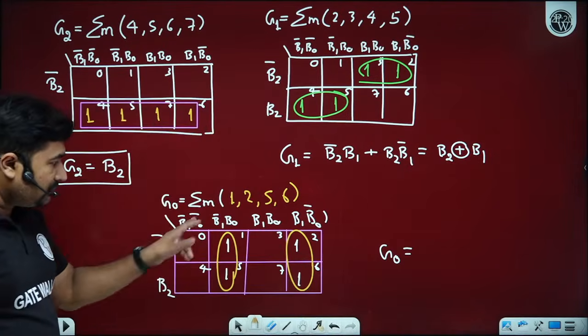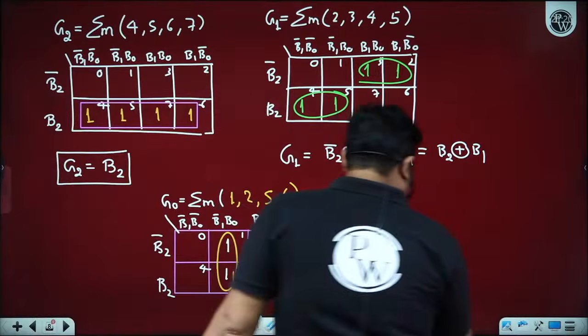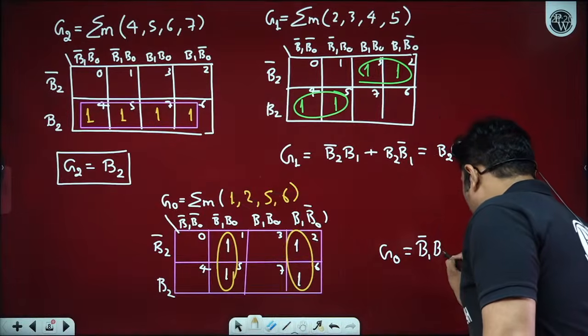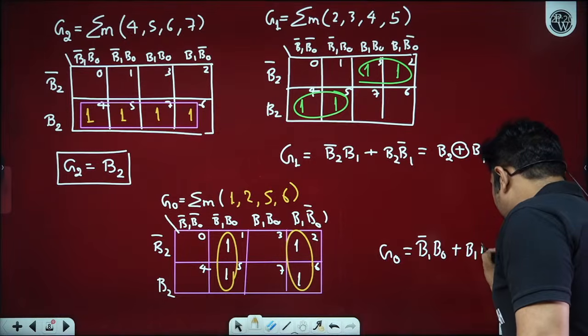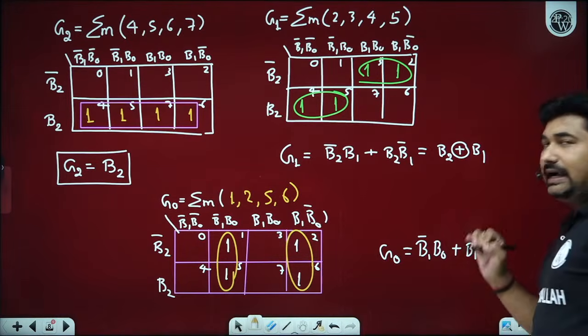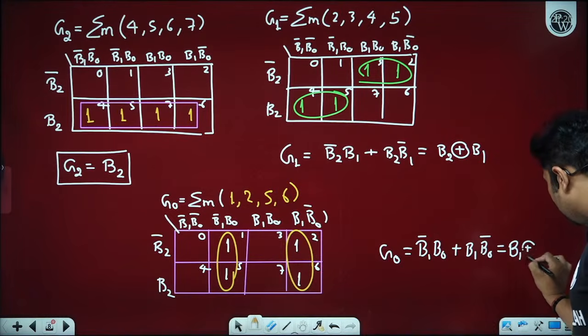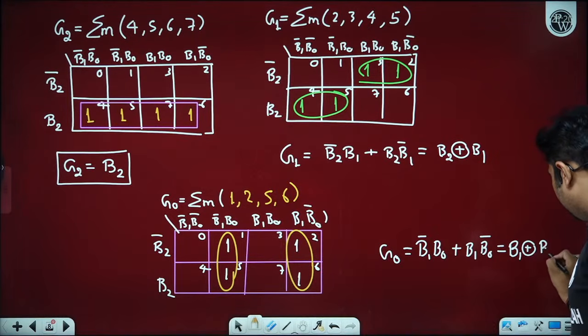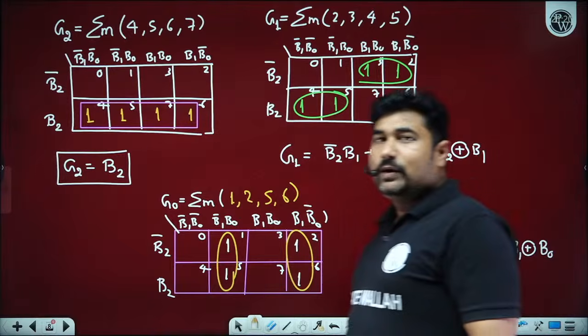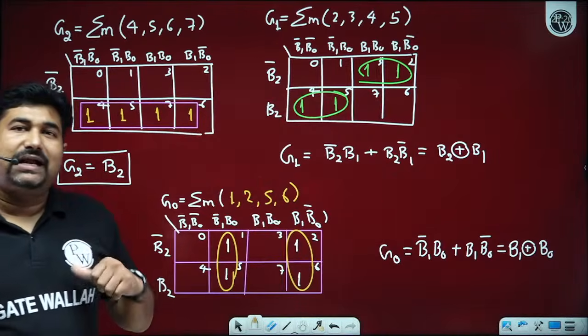With these two pairs, what is the expression for G0? We will get the expression for G0 as B1 bar B0 plus B1 B0 bar, and it indicates the expression of B2 XOR B1 XOR B0. How many of you are now able to understand? Please let me know by writing in the comment section.